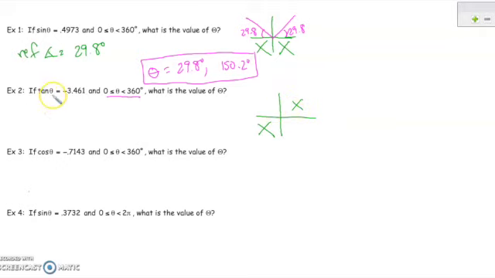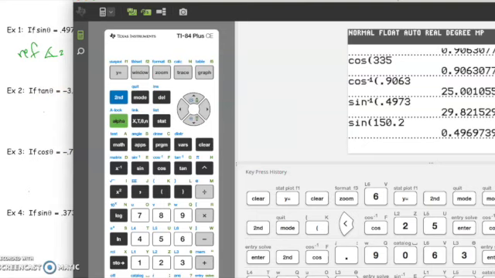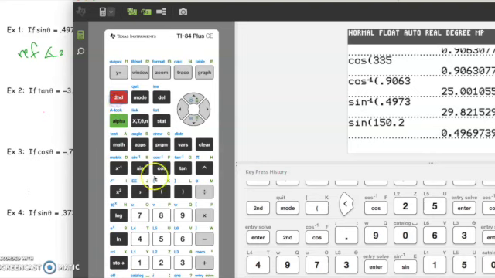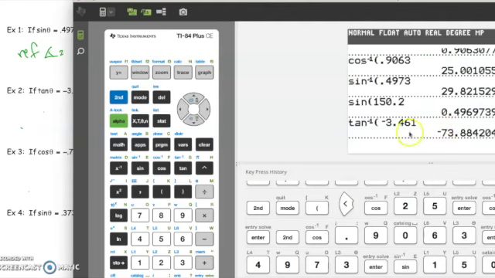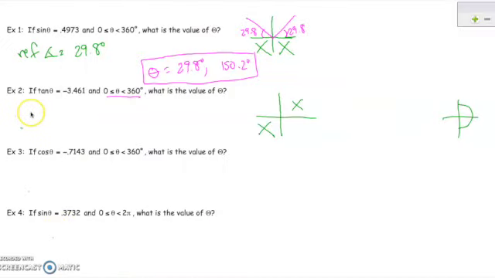So now if I do second tangent, which is inverse tangent, of negative 3.461. Okay, hit enter. It spits out negative 73.88. Now the reason why it gave us a negative answer is because inverse tangent, if you remember, goes from negative 90 to 90. Okay, so what we're going to do is drop this negative sign, and that's our reference angle. So the reference angle is 73.9.